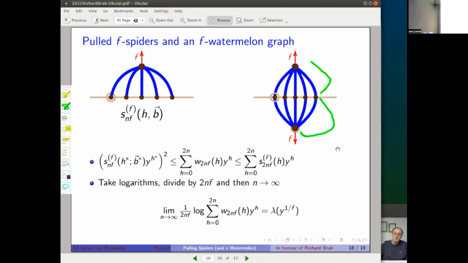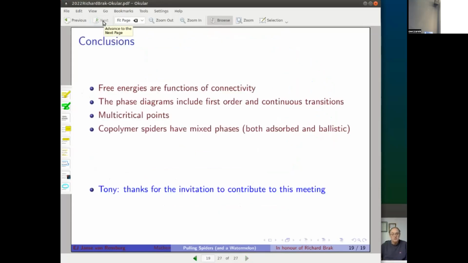So this forms a subclass of watermelons, and if you now go through your most popular arguments, you see that the partition function of the spiders of length 2nf, so this is when you cut the watermelon into a spider, is bigger than or equal to the partition function of the watermelons, and that is bigger than or equal to the square of the partition function of spiders, so that's where the square comes from, each with leg endpoints at most popular positions and then at most popular heights. So you take logarithms, you divide by 2nf, you take n to infinity, and you see that the watermelon free energy is also lambda y to the 1 over f. So this concludes my talk.